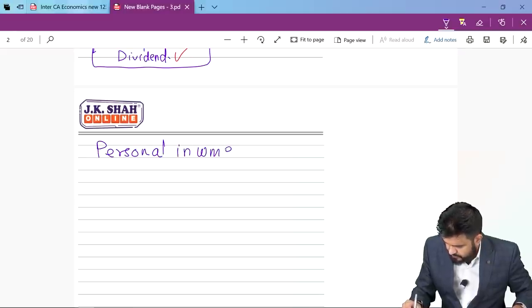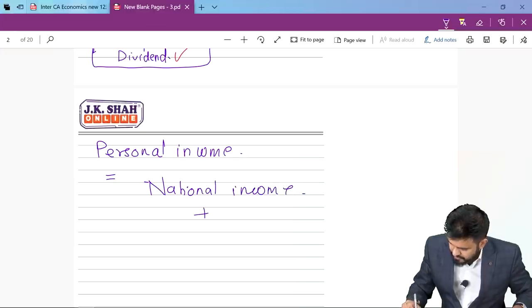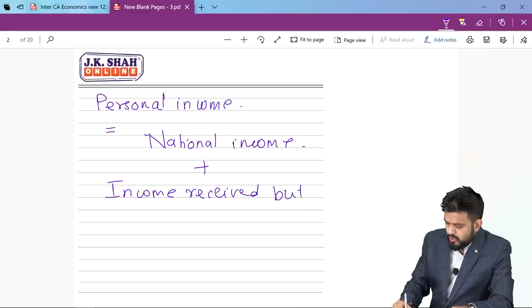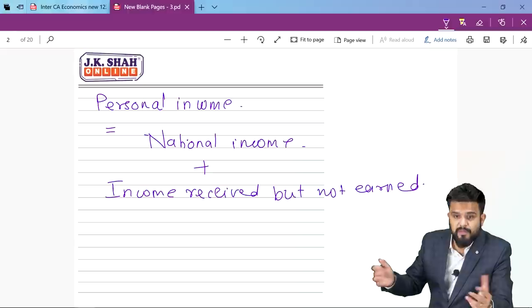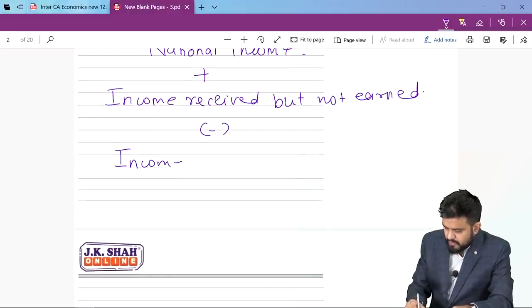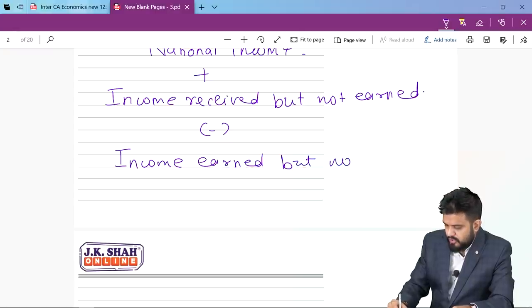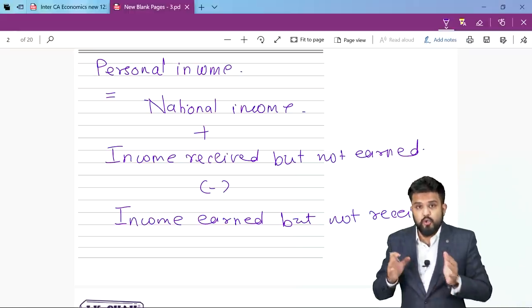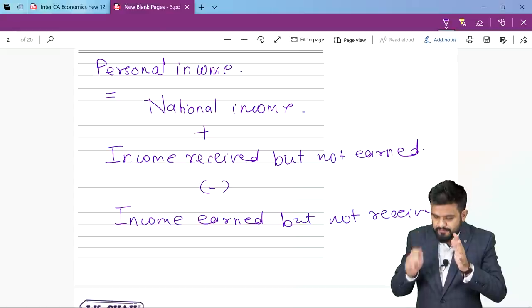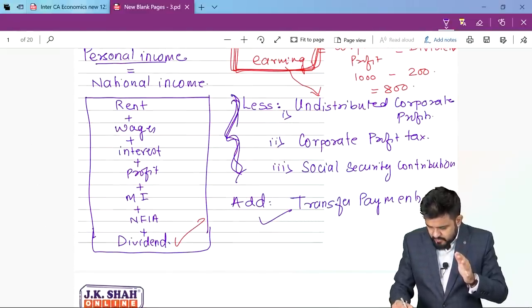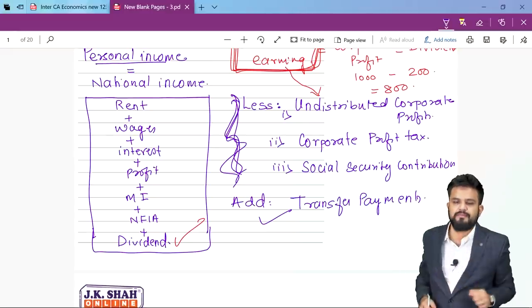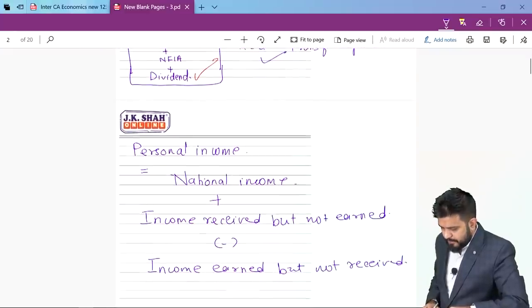Personal income is equal to national income plus income received but not earned. This is nothing but your transfer payments, minus income earned but not received. This is nothing but your corporate profit tax, employer's social security contribution, undistributed corporate profit. All three are earned incomes but not received, so minus. Transfer payment is unearned income but received, add. So this is what you are supposed to study in personal income.